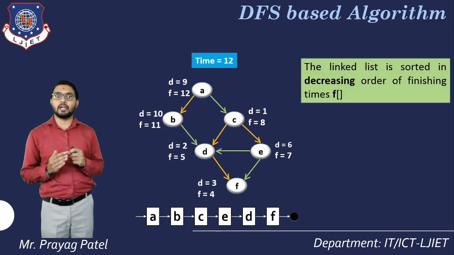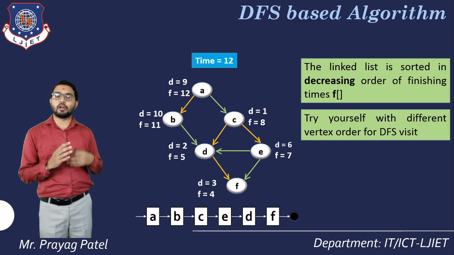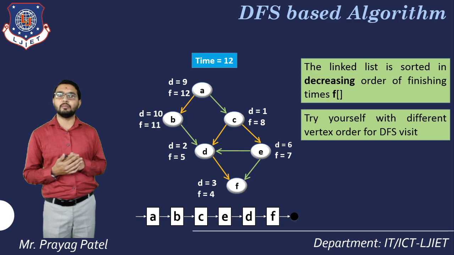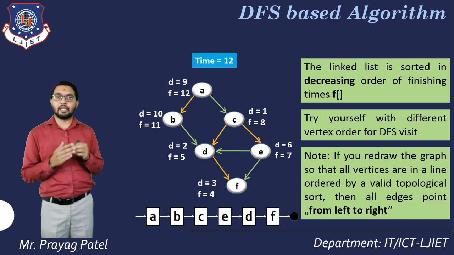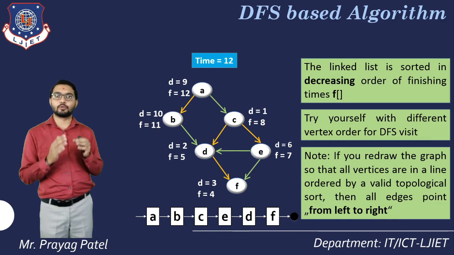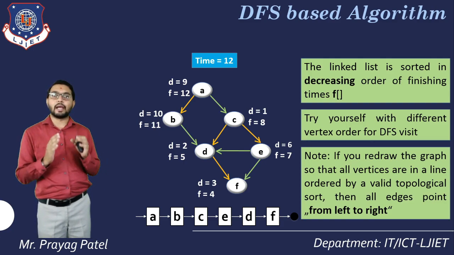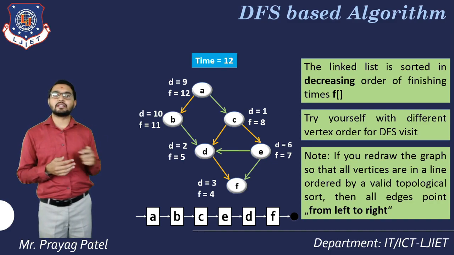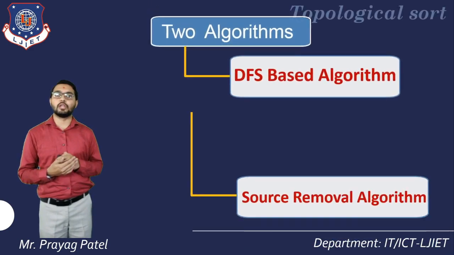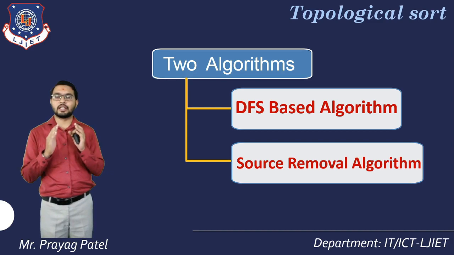The linked list is sorted in decreasing order of finishing time f of v. You can also try a different way or process for the same algorithm. Now one important point is that if you redraw the graph so that all vertices are in a linear ordering by a valid topological sort, then all edges go from left to right in sequence. So this first algorithm is the DFS algorithm for topological sort order.